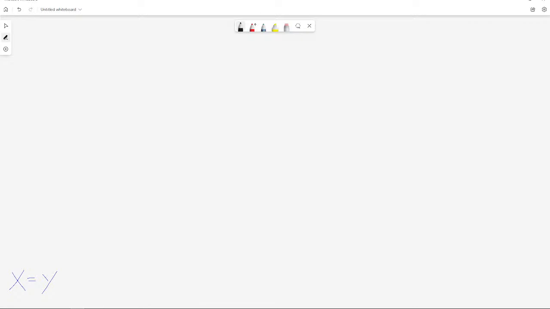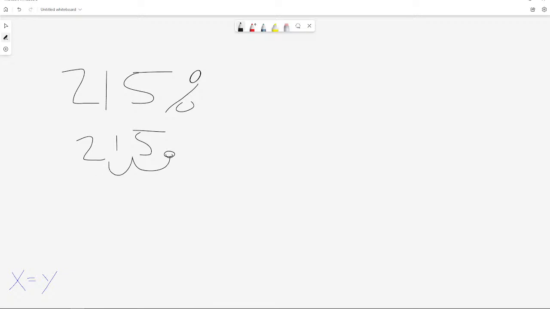So now let's take 215% and write that in decimal form. So all we're doing is dropping the percent sign. Now we got 215. The decimal would be there. Move it over to the right 2 places. 2.15.